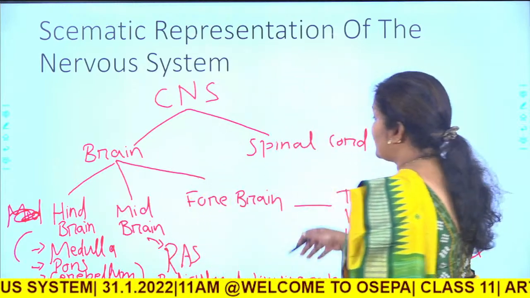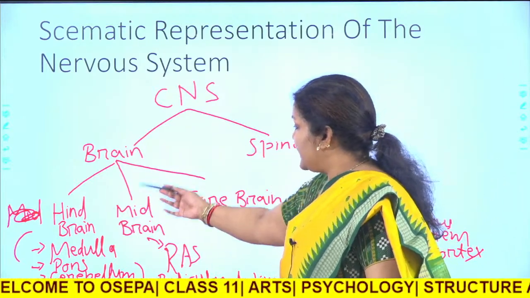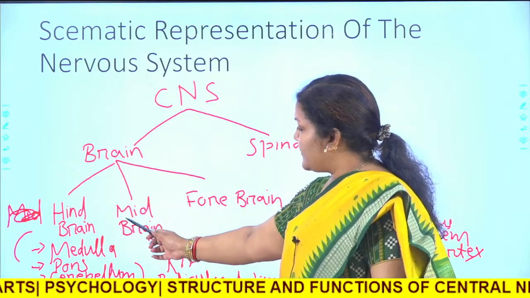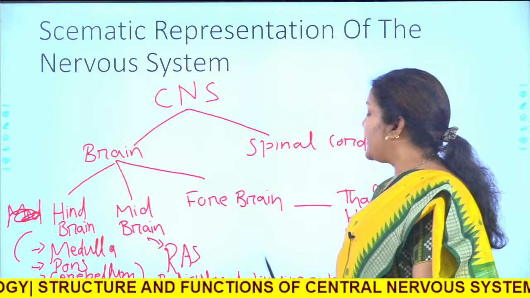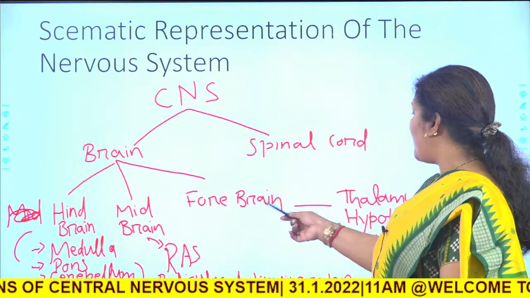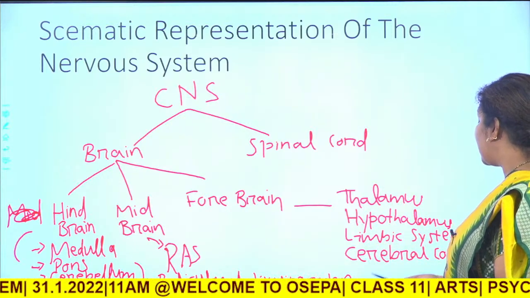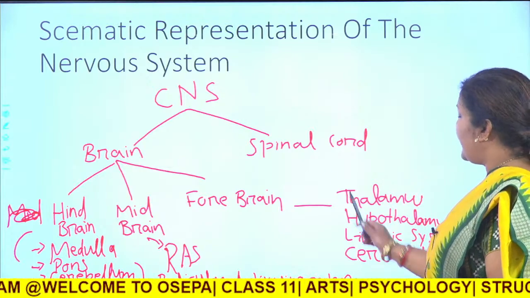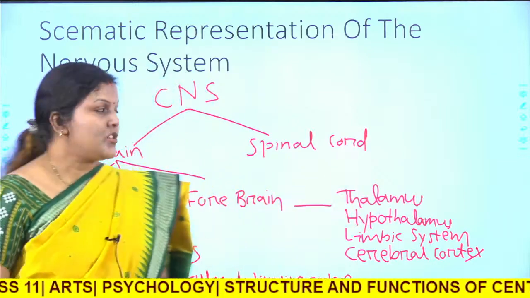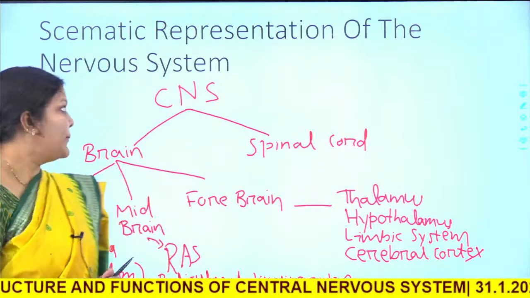This is the tree structure of the brain that we are going to look into. In the central nervous system, the brain is divided into three parts: hindbrain, midbrain and forebrain. Subdivisions of the hindbrain are medulla, pons and cerebellum, within the midbrain there is the RAS system, and the forebrain has four subdivisions: thalamus, hypothalamus, limbic system, cerebral cortex, and the spinal cord we are going to discuss. So this is the tree structure of the central nervous system. Now let us discuss it in detail.